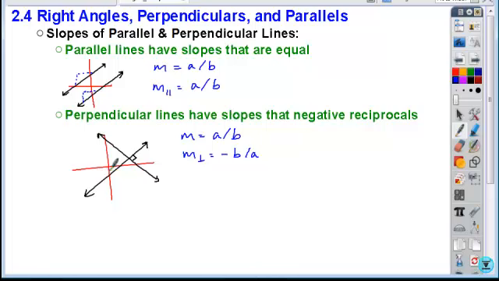So let's say if the slope of this line were 2 over 3, so up 2 over 3, then the slope of the line perpendicular to that is going to be the opposite sign and then the reciprocal, negative 3 over 2. And the other way to say this, negative reciprocals, also means that their product will be negative 1. So if you wanted to, you could also figure out what number you would have to multiply by to get negative 1, and that will be the slope of the perpendicular.